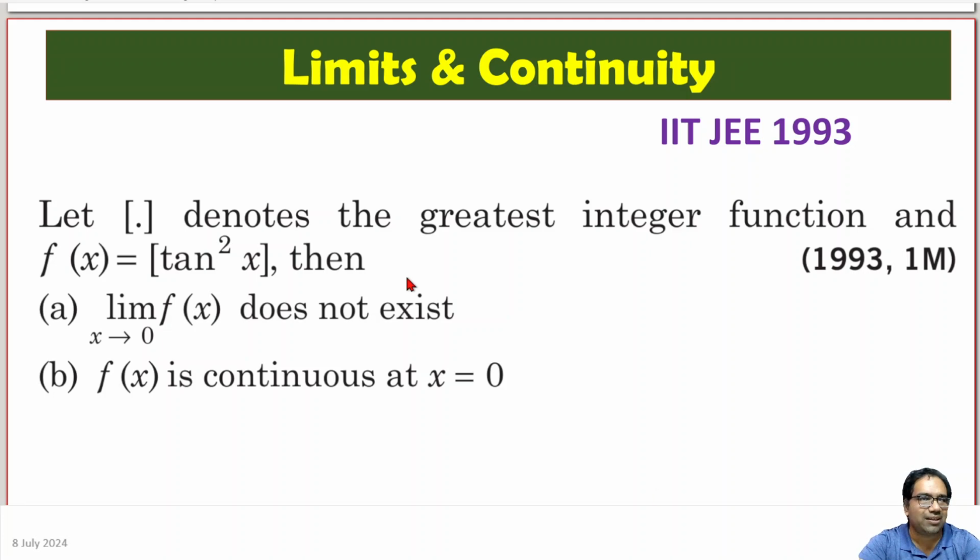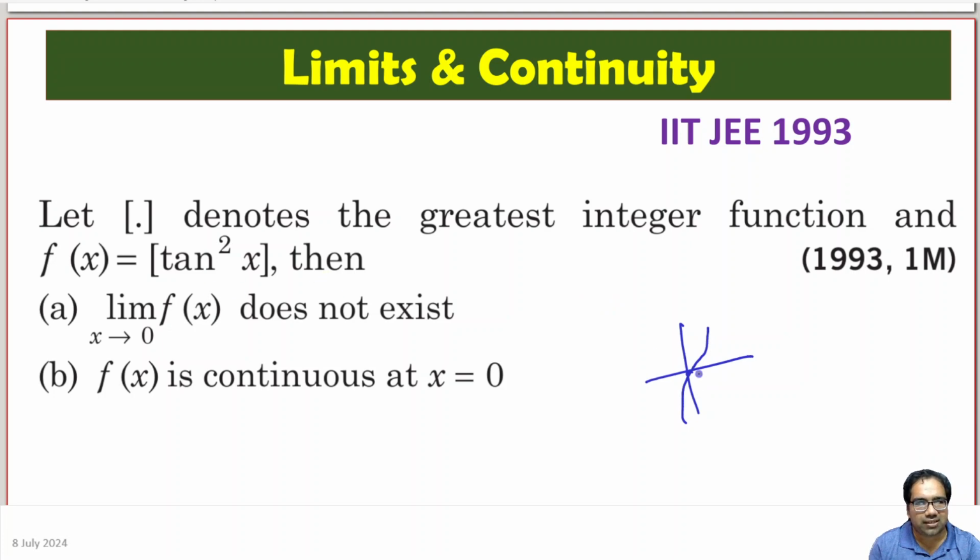A very, very easy problem here. We are given f of x equal to the greatest integer function of tan square x. Whether the limit exists at 0 and whether this function is continuous or not. We know tan x looks something like this. So tan x is definitely continuous at 0.